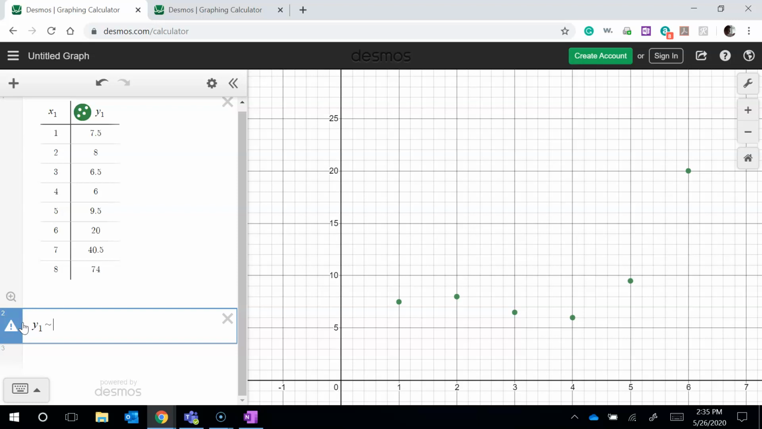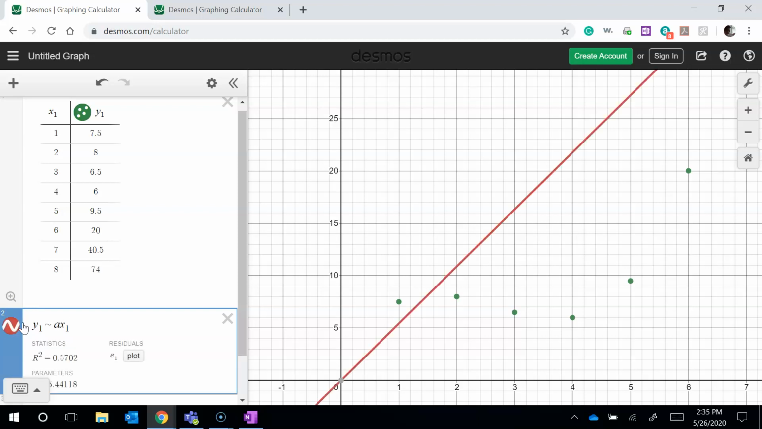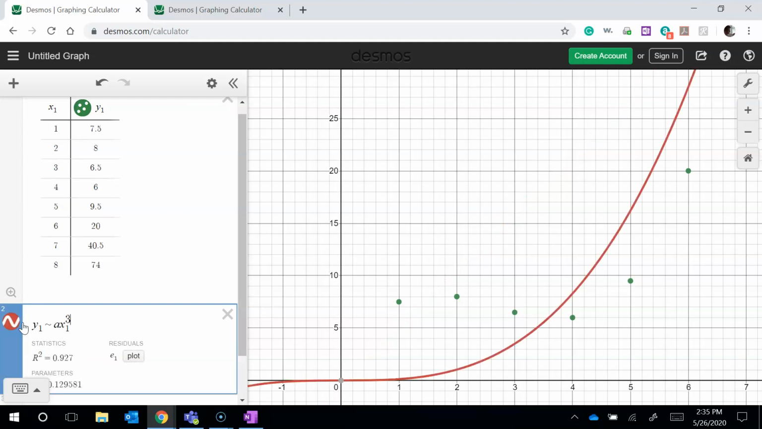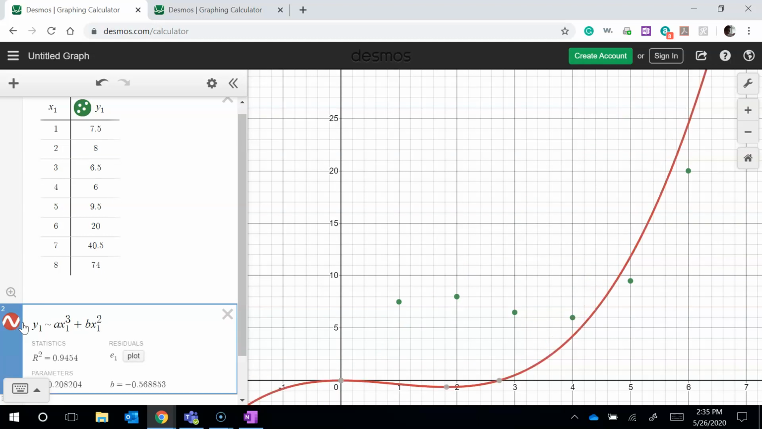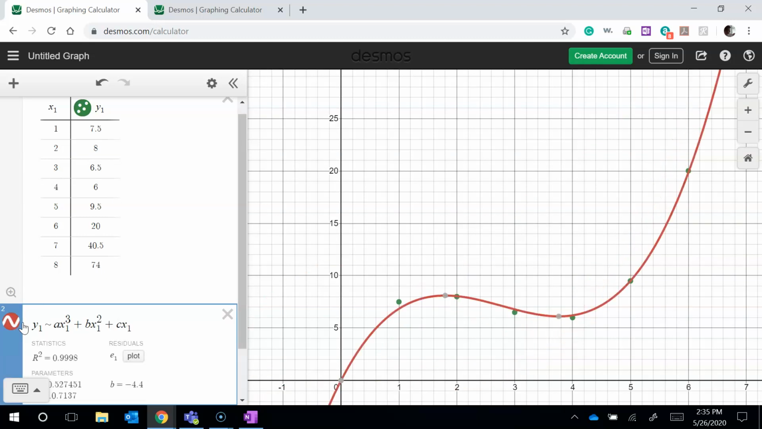And I can do a x1. To get those subscripts, you just have to type a 1 after it. There's nothing fancy. You don't have to hit anything. It's just x1. So ax1 cubed plus bx1 squared plus cx1 plus d. And it will give you this best fitting thing here.